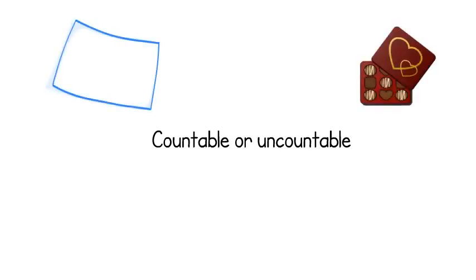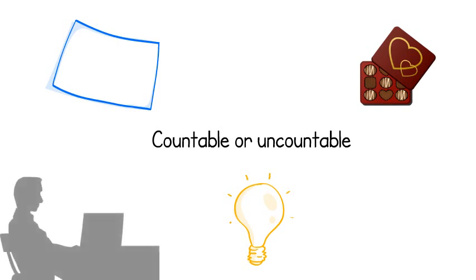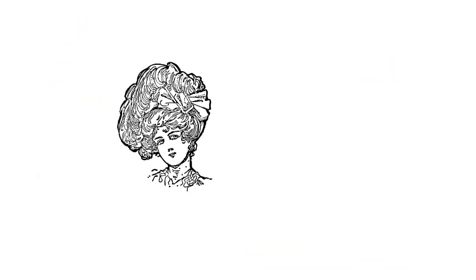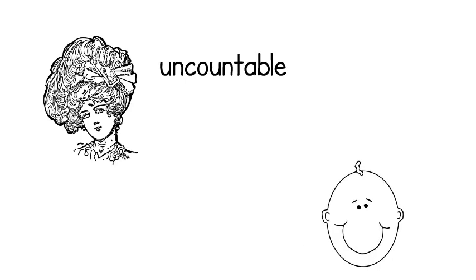One last thing to be aware of. Some nouns can be both countable or uncountable, depending on their use. Examples include chocolate, paper, light, work, and hair. Countability often depends on the context. For example, hair, referring to all the hair on your head, is uncountable. However, hair, referring to a single strand of hair, is countable.